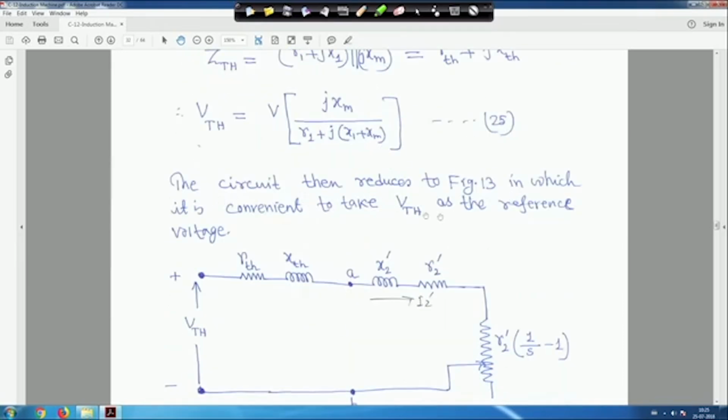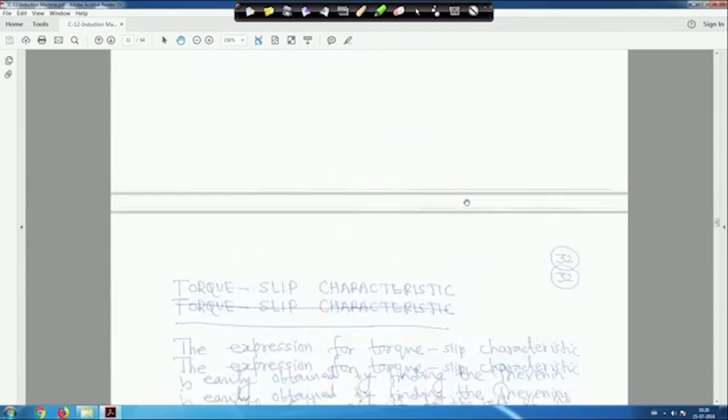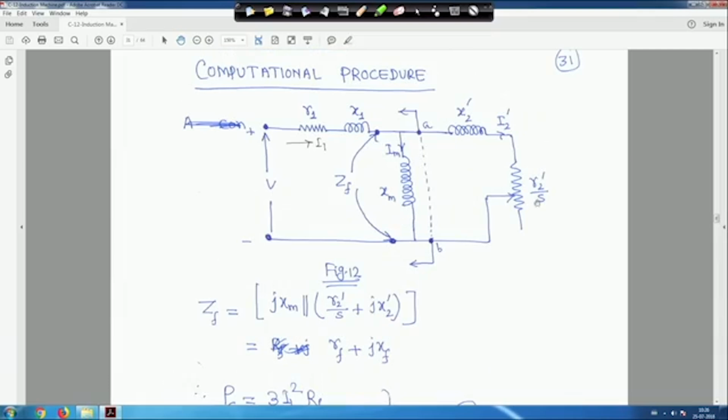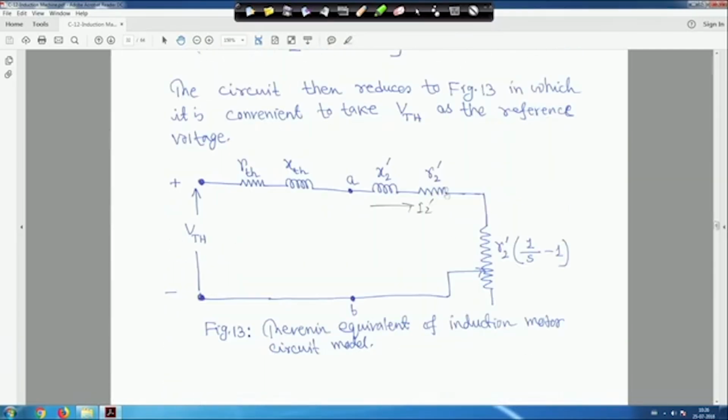The circuit then reduces to figure 13, in which it is convenient to take V Thevenin as the reference voltage. Now it is the Thevenin equivalent. This is my V Thevenin, this is my R Thevenin and X Thevenin, and this is R2 dash by S. We write it as R2 dash plus R2 dash (1 upon S minus 1), which is my load resistance part. This is shown as variable because the slip S can change.